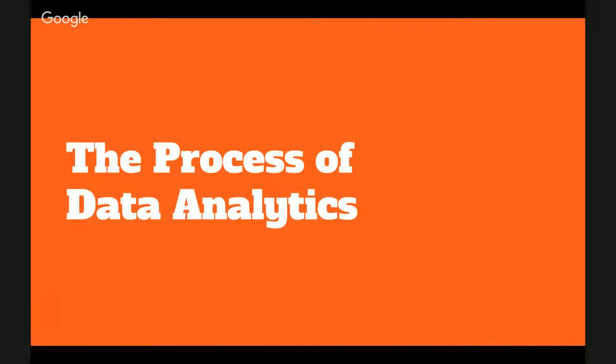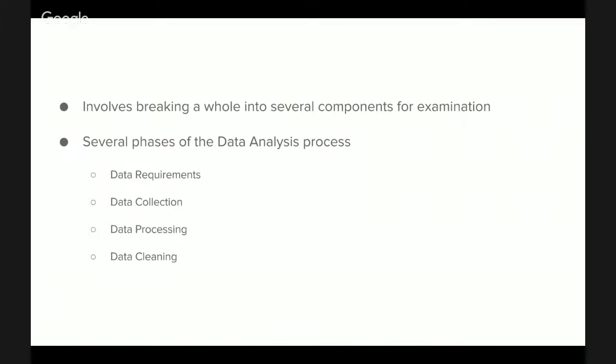So now let's get into the process of what analyzing data looks like. Data analysis involves breaking down a whole or a large piece of data into several components for examination. There are several phases for the data analysis process, and these include data requirements, data collection, data processing, and then finally data cleaning. I'll go over each step a little bit more in depth.